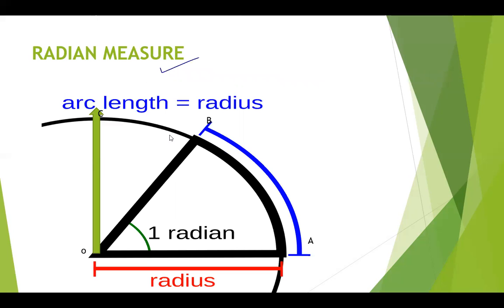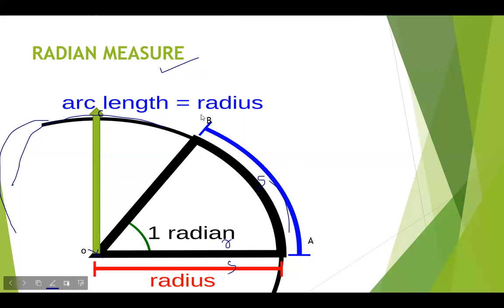Here you can notice I have a circle like this. When you extend it, it is a circle. This is the center of that circle. OA is the radius of that circle. Suppose this is 5 centimeters. We choose an arc length that is also 5 centimeters.